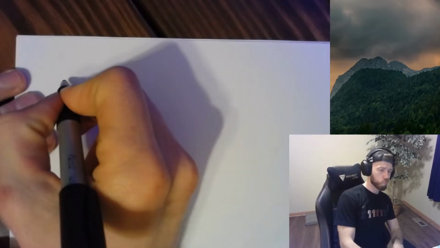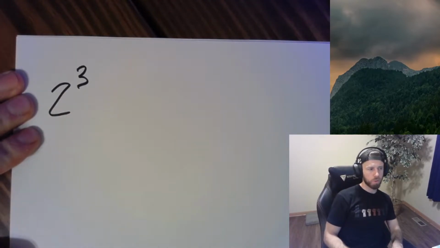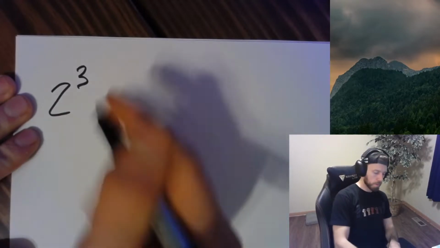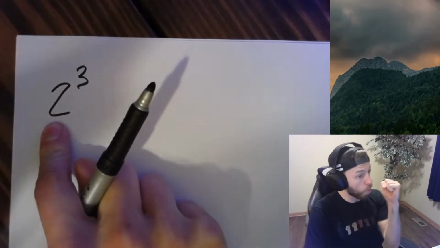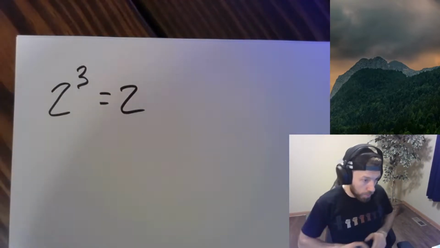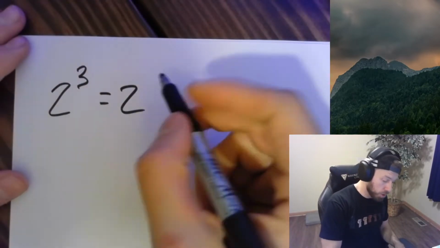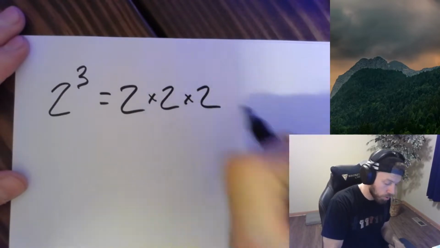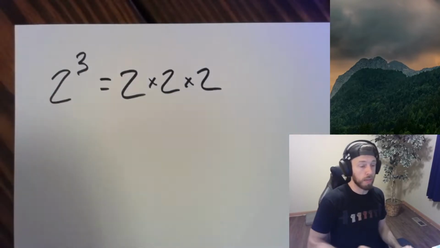I might give you problems like this. 2 to the third power. Don't make fun of my handwriting, guys. Okay? I don't need to hear it. Mind your business. 2 to the third power is this base right here. The 2 is really what we're focused on. That means we're going to do 2 times something. And we're going to take 2 and multiply it by itself 3 times. So it's going to be 2 times 2 times 2. That's what powers are.